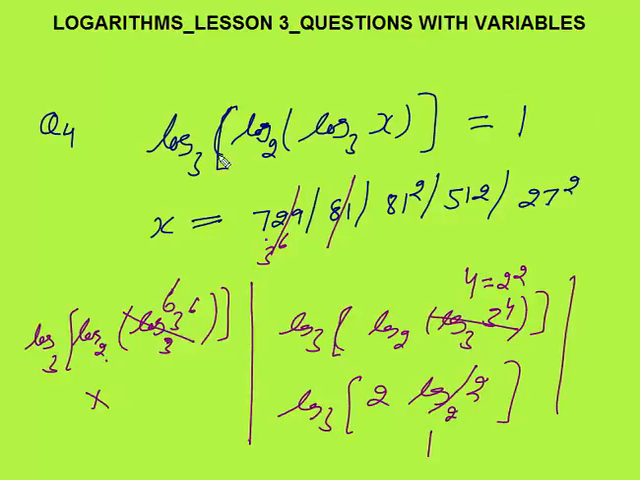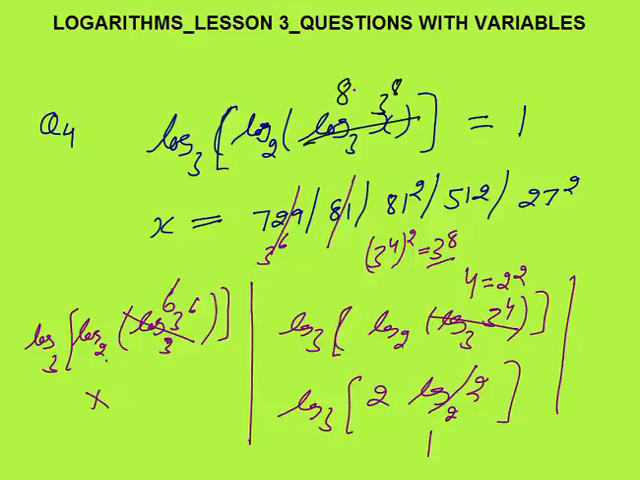Now what about 81 square? 81 square is equal to 81 is 3 power 4 whole square. This will give me 3 power 8. So the value of x is 3 power 8. I am putting x as 3 power 8. Now what will happen in this case? You can see that if you put x as 3 power 8, so 8 will come forward. This log 3 to the base 3 will be 1. So this value is 8.